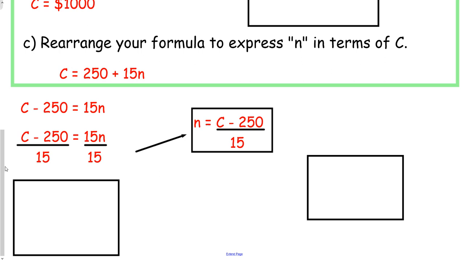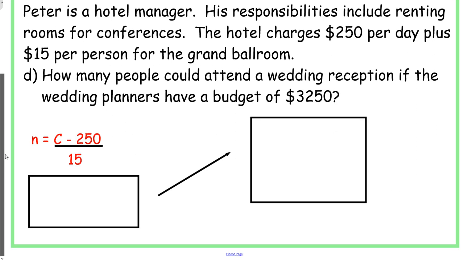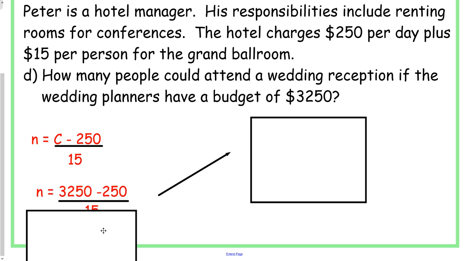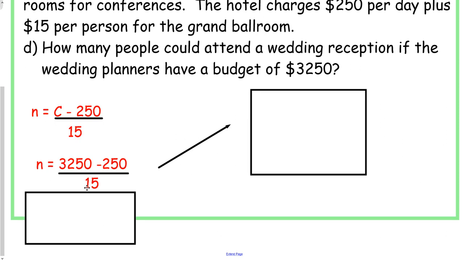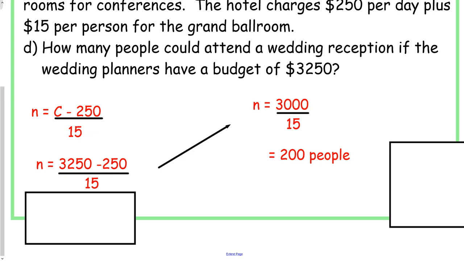Okay, so we're going to use this for question D. How many people could attend the wedding reception if the wedding planners have a budget of $3,250? So now you're given the cost, that's your budget of $3,250, and we want to know how many people would attend. How many people would be the n? So we're looking for the n. Okay, so replace your C with 3,250, subtract 250, which will give us 3,000, and then divide the 3,000 by 15, which is 200 people.